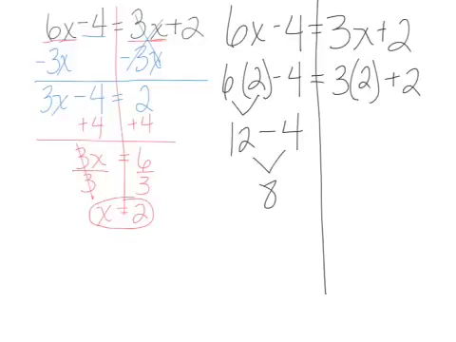On this side, we have to solve it separately. 3 times 2 is 6. And then 6 plus 2 is 8. And then we notice 8 is always equal to 8, and therefore we know we are correct. X does in fact equal 2.